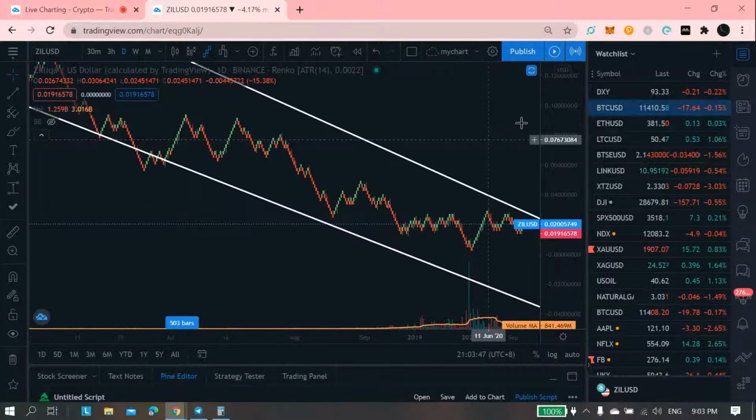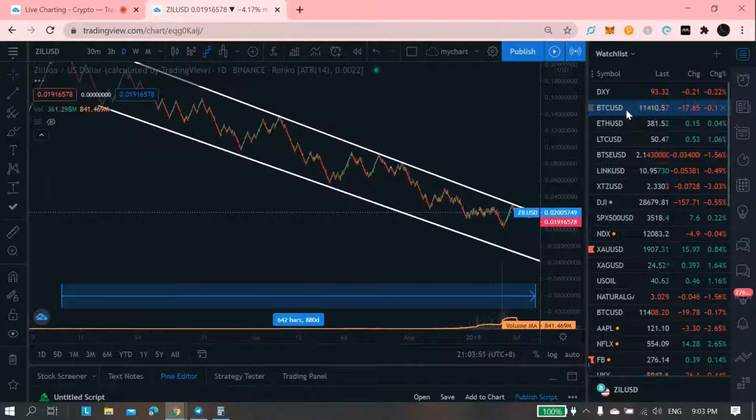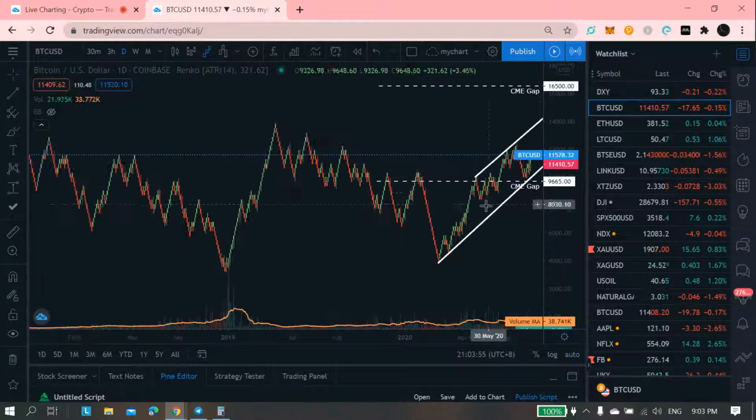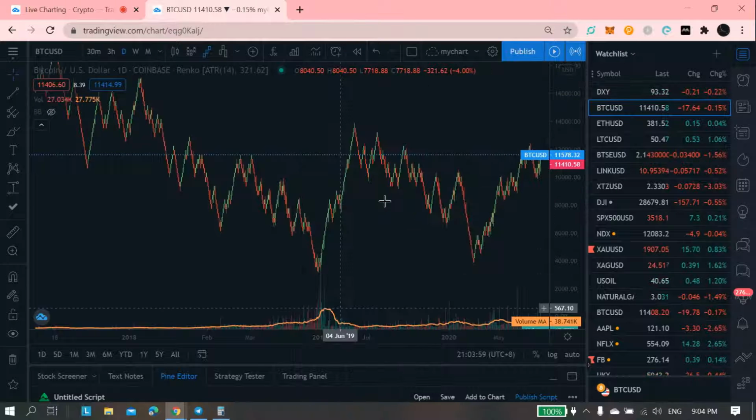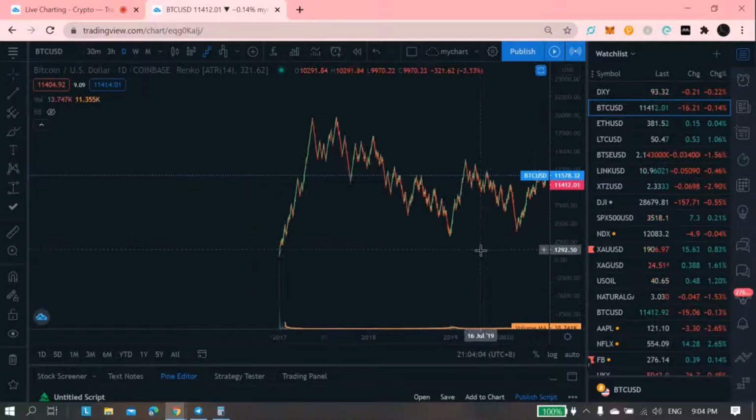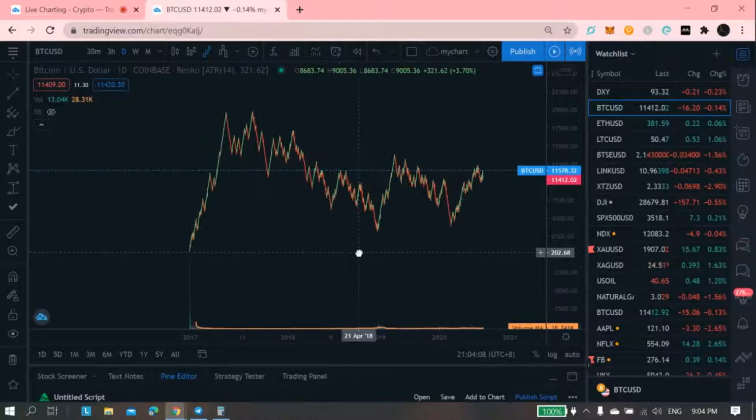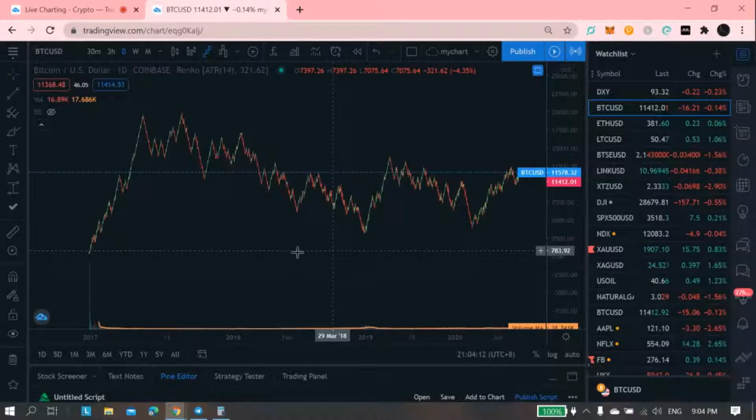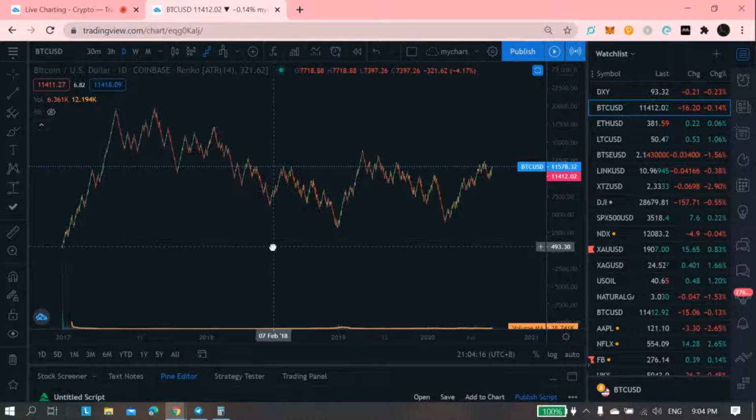First, let's analyze the BTC, of course. Let's take out all of this. Remove all the drawings so that we can start anew. As you can see, guys, I'm using Renko charts so that it will be a less noisy chart.